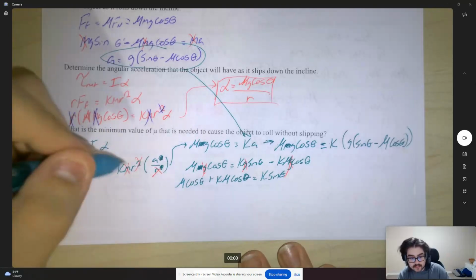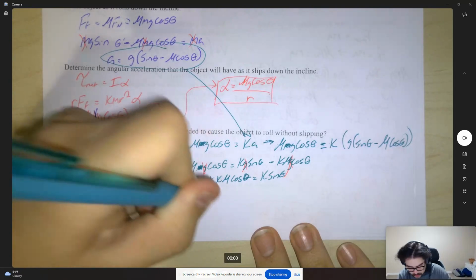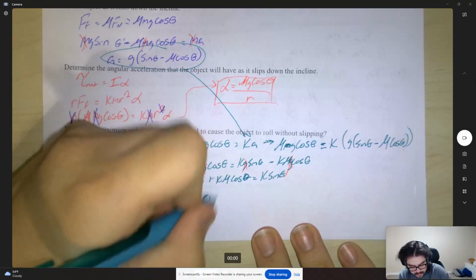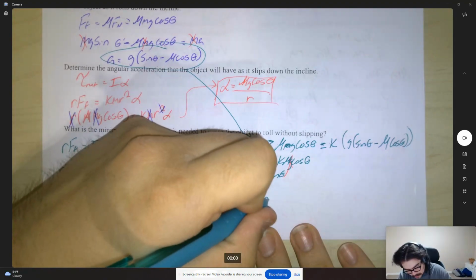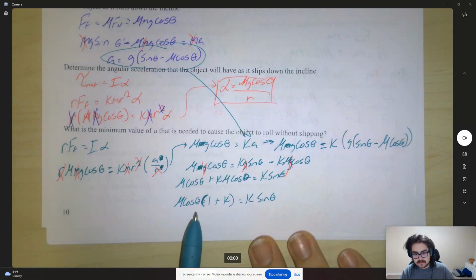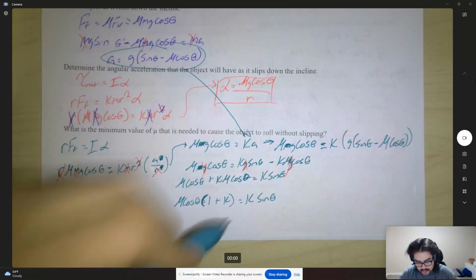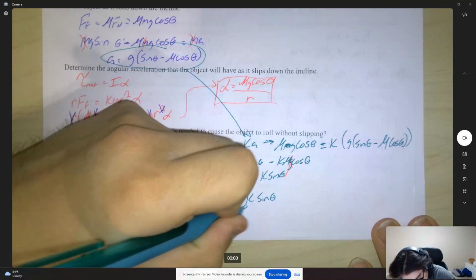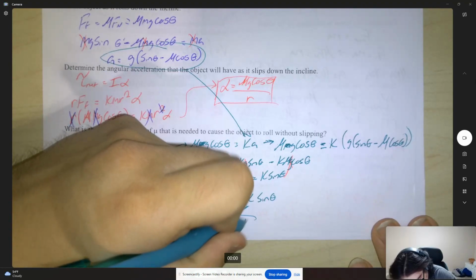Then you go from the two mu's to one. I'm going to factor out mu, and I can actually factor out cosine theta too. So I end up getting mu cosine theta times parentheses: this term was by itself, so it's just one, and this one had k with it, so it brings that there too. That equals k sine theta. If you divide both sides by cosine theta times (1 plus k), you'll see that mu equals k sine theta over cosine theta times (1 plus k).